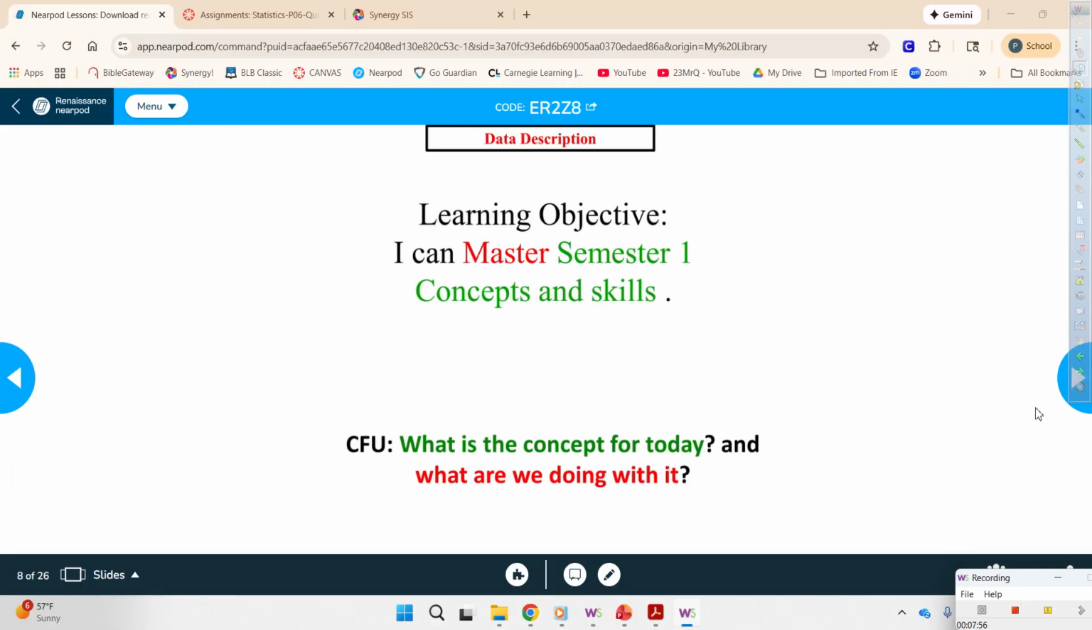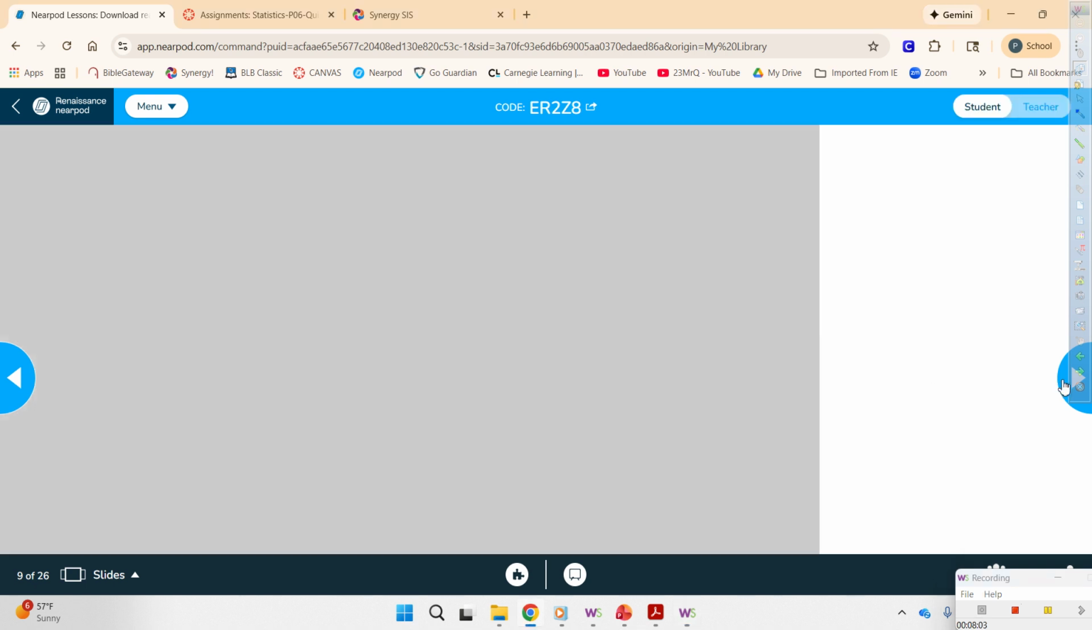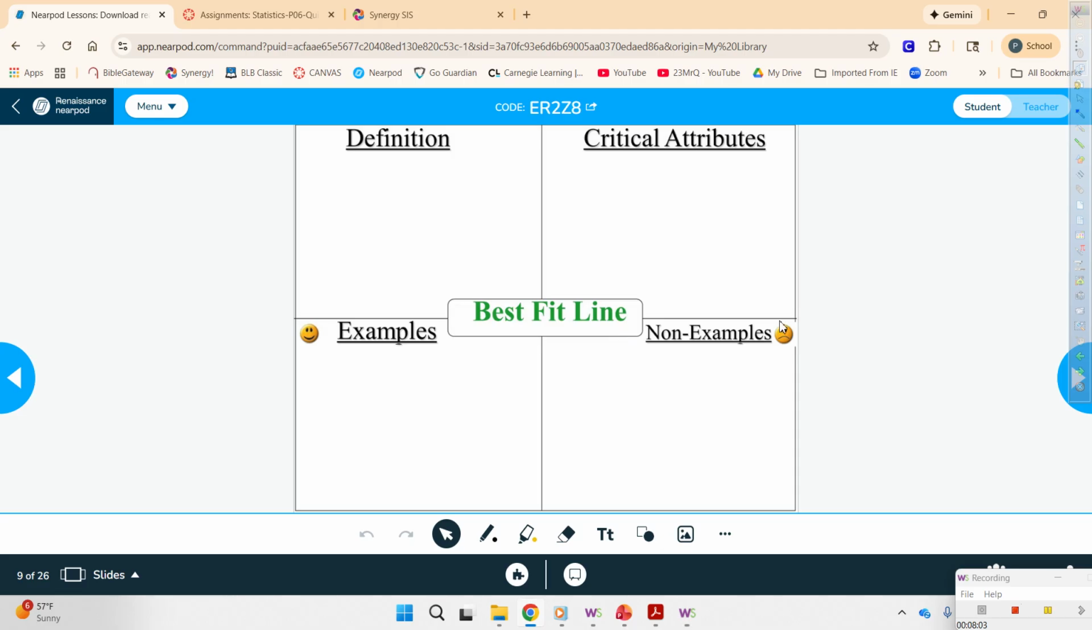We good? All right, here we go. I can master semester 1 concepts and skills. This is the first concept for the semester, best fit line. Yesterday we hammered 4 of those problems. So, tell your neighbor first, what are the critical attributes, or what do you need to find or to have in order to have a best fit line? And write it here on critical attributes once you talk it over. What does a best fit line need to have?